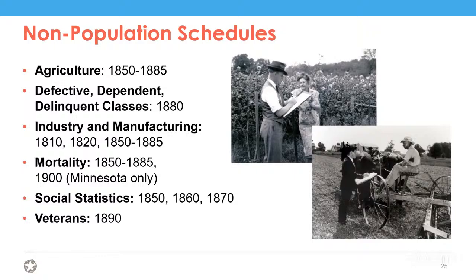So these were people who were deemed mentally incompetent, sometimes in asylums. The 1880s one had more detail than just a tally mark for that. You could also find, as I mentioned, for the mining industry and manufacturing, the mining was keenly mentioned in 1850 through the 1870, but other industries and manufacturing were listed in 1810, 1820, and 1850 to 1885. Mortality was also noted, though that was more of a focus on how many, of course, died. You had social statistics and then veterans. Unfortunately, the veterans in the 1891 not going to have much of that resource available.